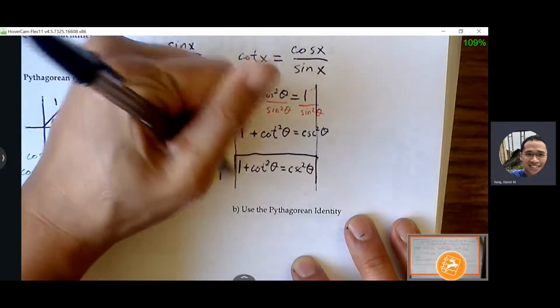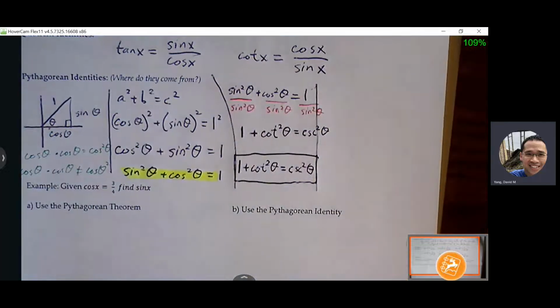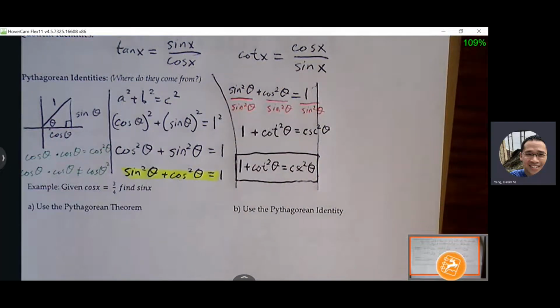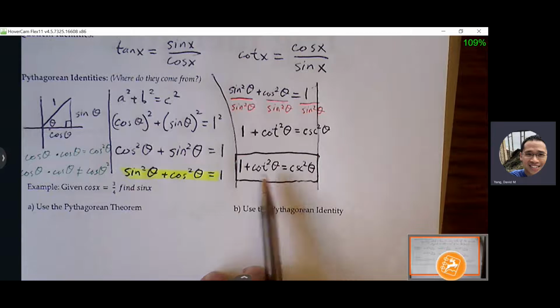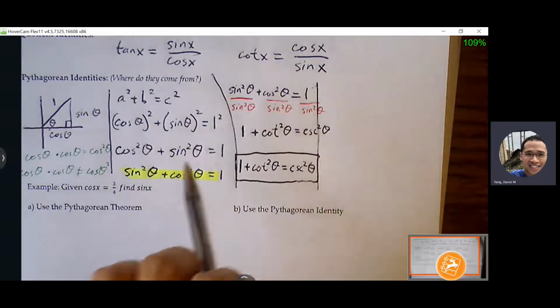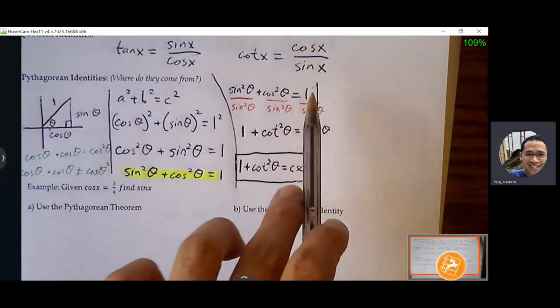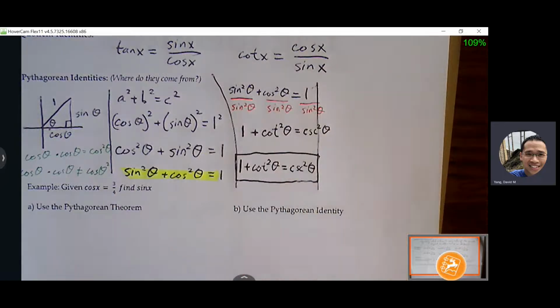Okay, so this is the second one. Again, I really don't think there's a need to memorize this, because you can just quickly derive it. As long as you know sine squared plus cosine squared equals 1, you can get to one of them, right? So divide everything by sine squared, and you should be able to arrive at this other identity that we're going to find very useful, depending on the problem.